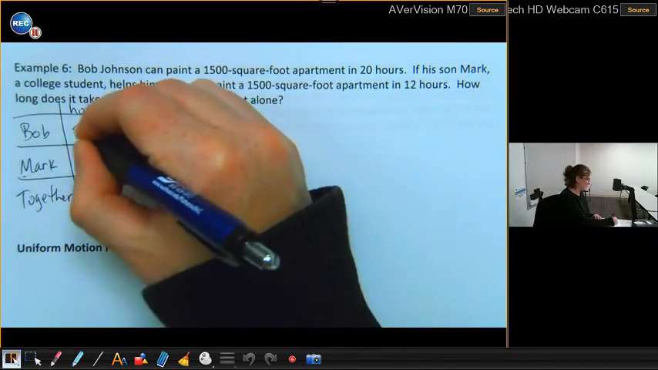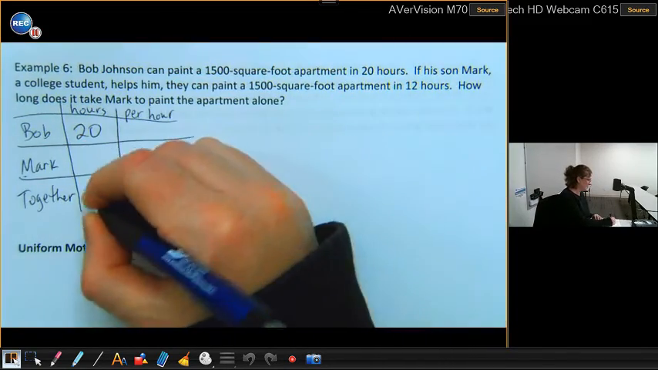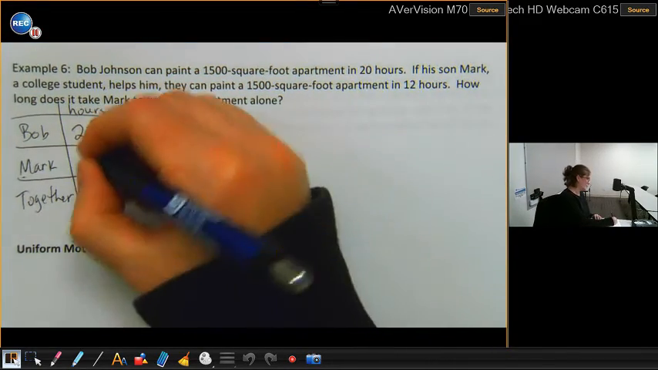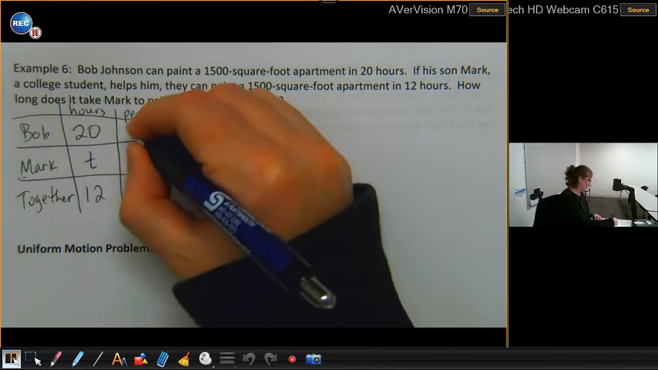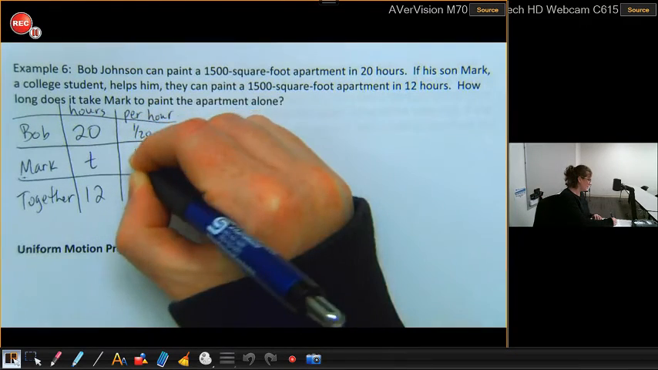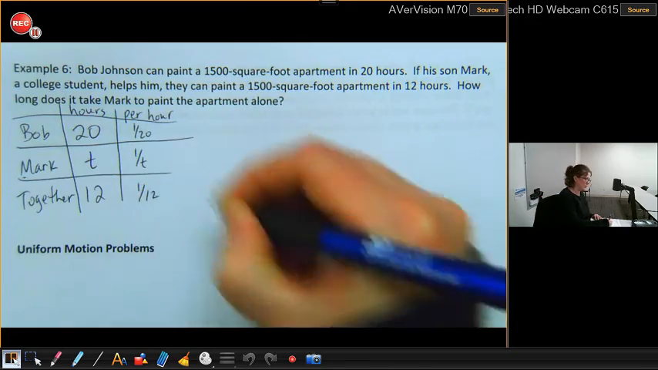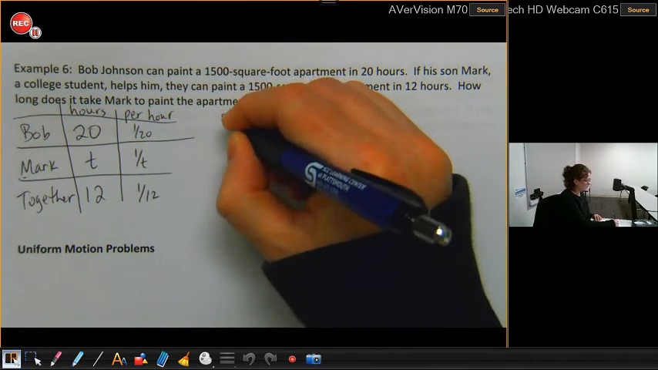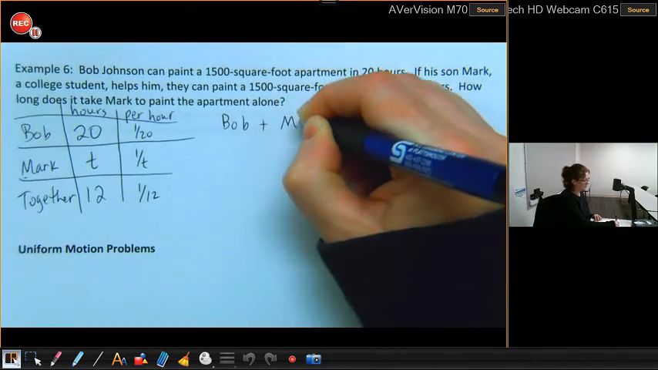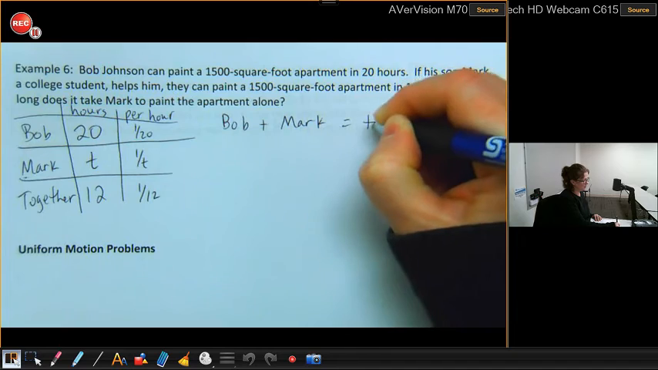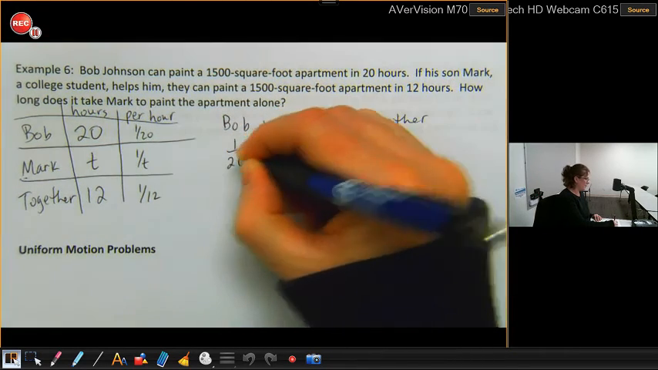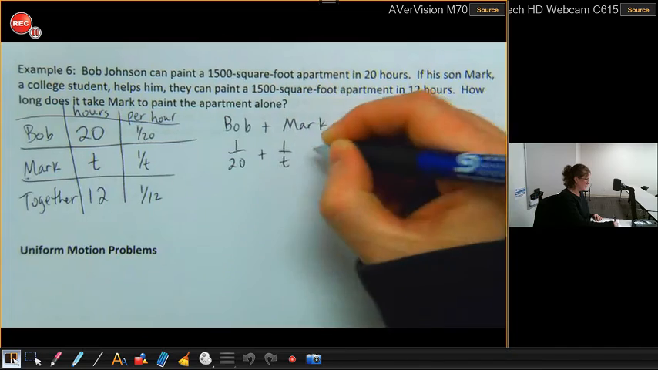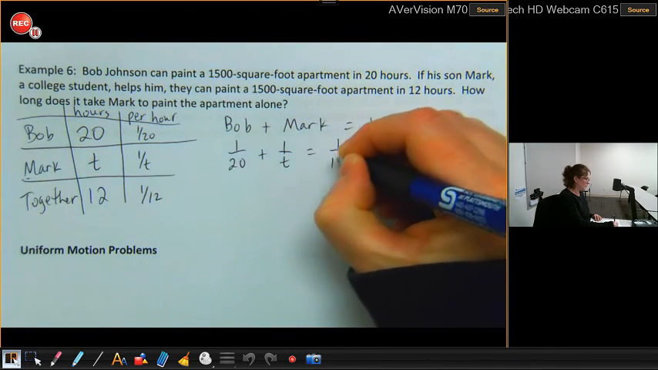Bob takes 20 hours. Together, they take 12. So Mark's time is the variable. 1 over 20, 1 over t, 1 over 12. And we know that Bob plus Mark equals together. So 1 over 20 plus 1 over t equals 1 over 12.